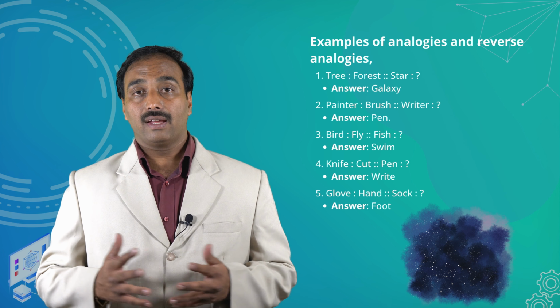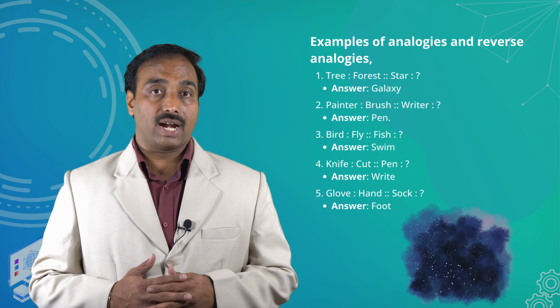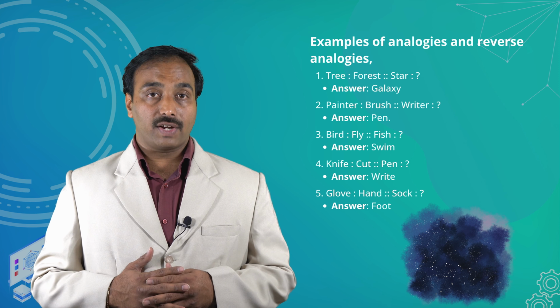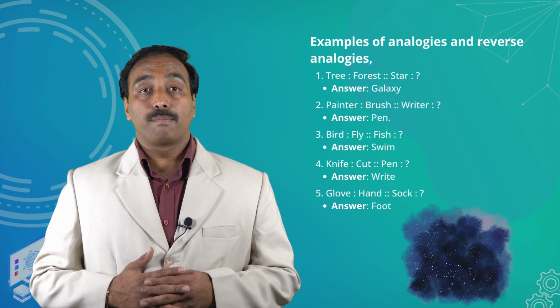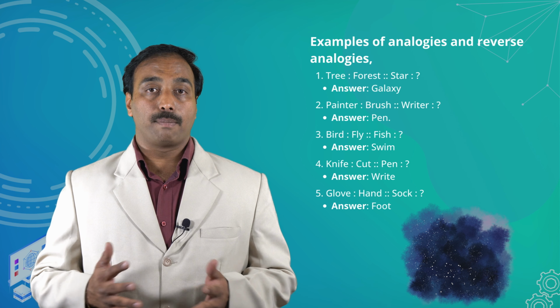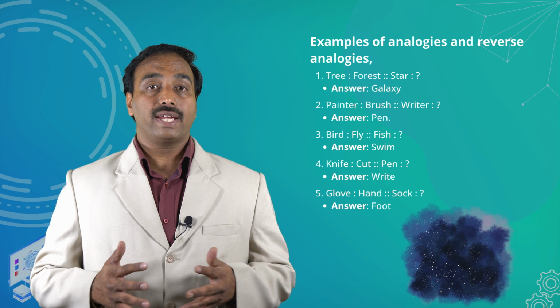Bird is to fly, whereas fish is to swim. Justification: birds fly and fish swim. Both pairs describe the primary mode of movement for each creature. Knife is to cut, whereas pen is to write, because a knife is used to cut and a pen is used to write. Both pairs describe the primary function of each tool.